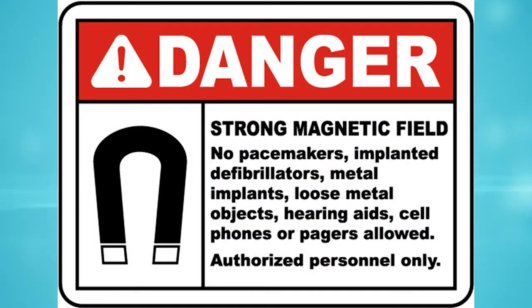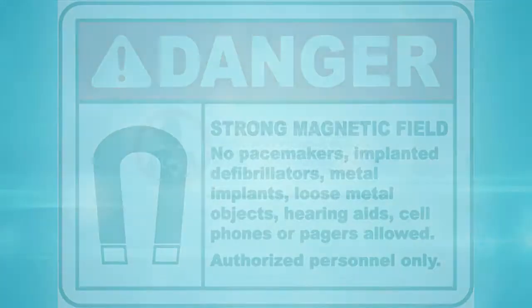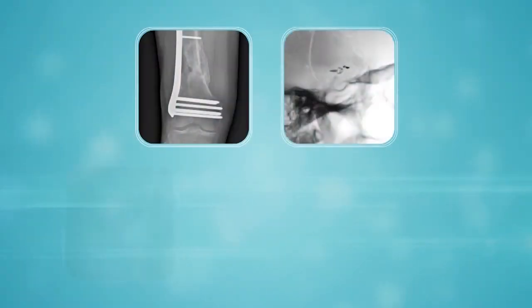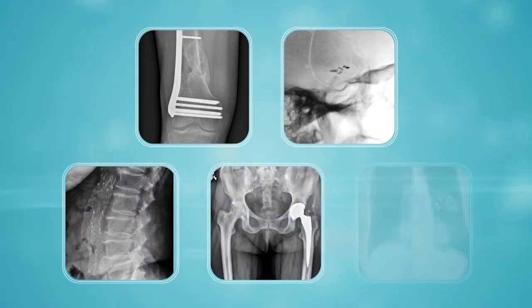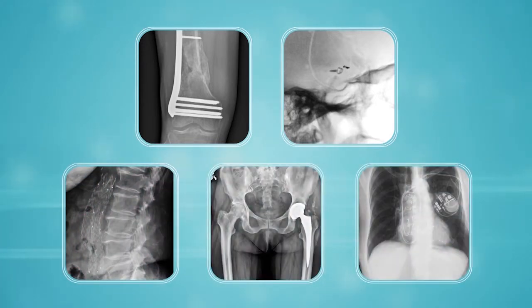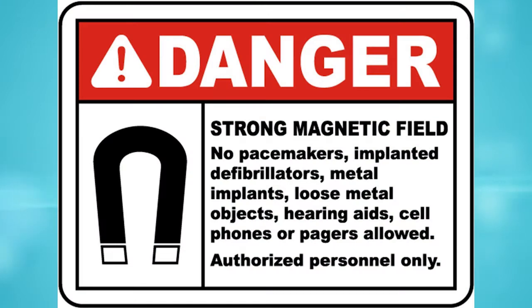For the same reason, the examination cannot be performed if the patient has any objects made of ferromagnetic metals in their body, such as screws, plates, clips, stents, prosthetics, or pacemakers. Before the examination, the patients must fill in a special form in which they exclude such elements in the body.